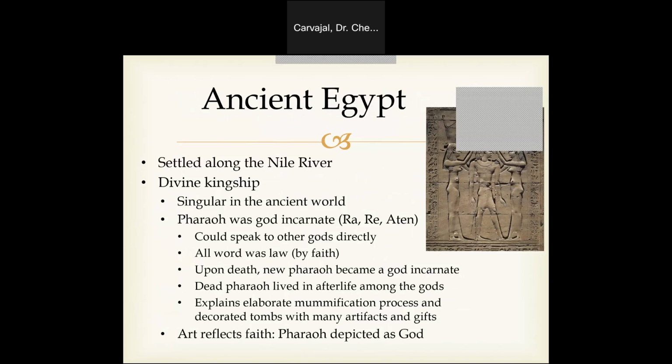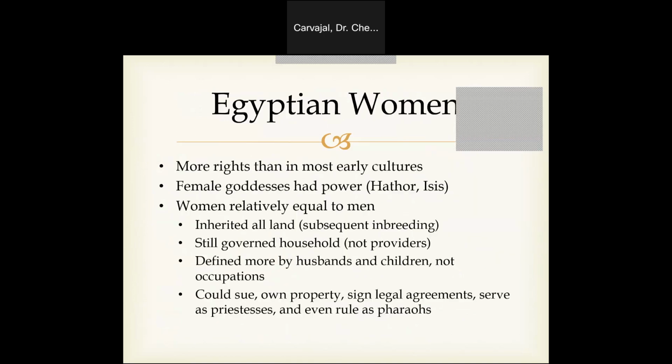As far as the art is concerned in ancient Egypt, the pharaoh is very often depicted either taller than everybody else, or in some ways connected to the sun, and that's part of his god status.